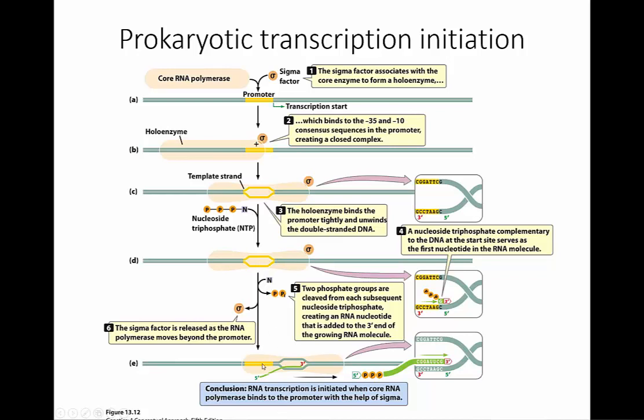Once we get that first base added, then a couple of things happen. First of all, RNA polymerase will start moving along the DNA to the right. The sigma factor is actually going to be released from that holoenzyme. So the sigma factor is really only important in initiation of that transcription. It's not so important in the elongation itself.